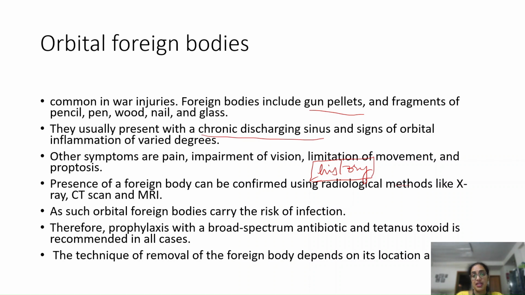Okay, if it is a metallic foreign body, you have to be ultra careful not to use MRI. You have to do a CT scan. So usually CT scan is the method of choice in most of the foreign bodies. So as such, orbital foreign bodies carry the risk of infection.